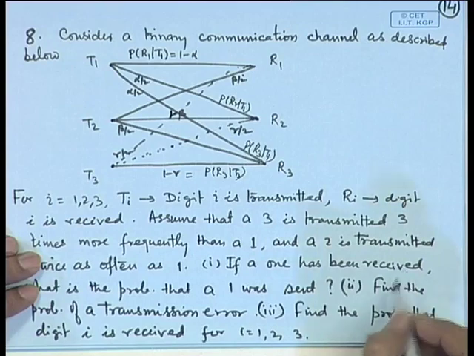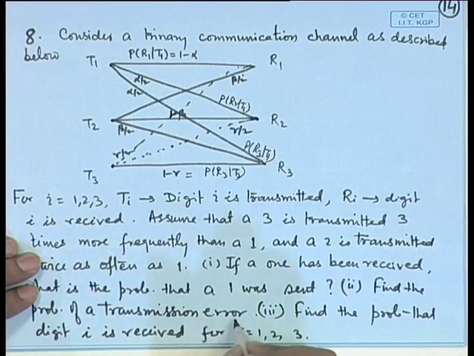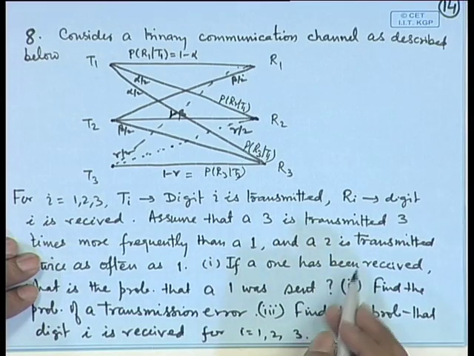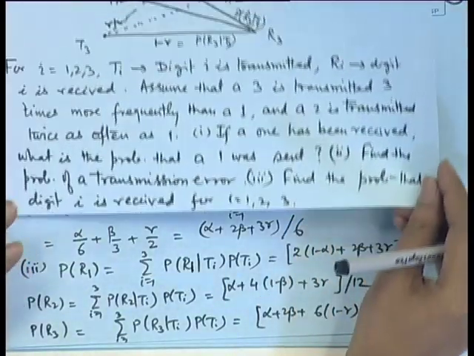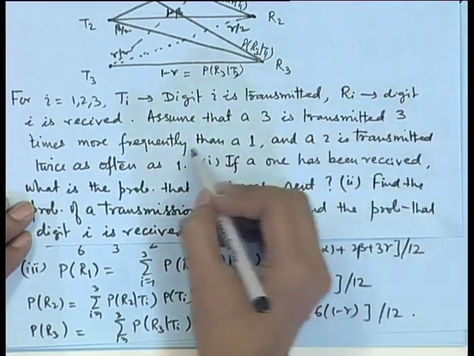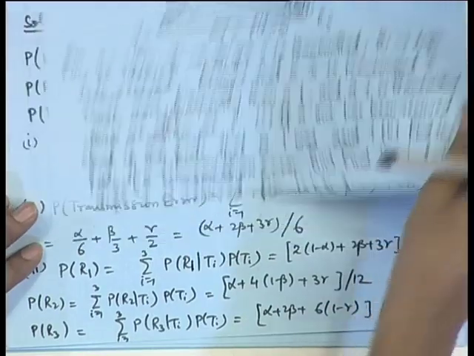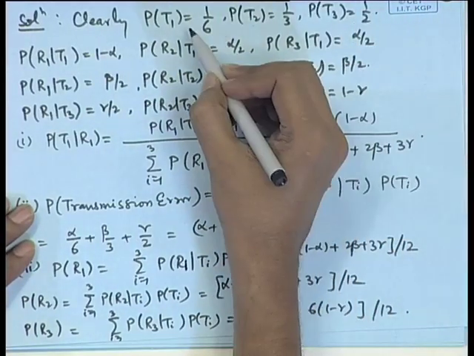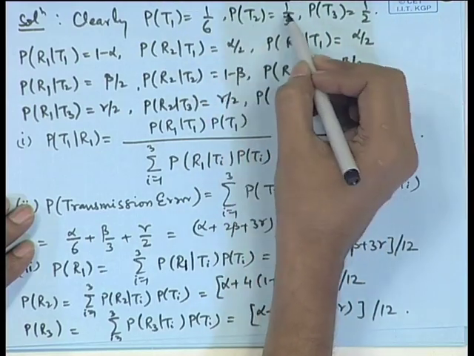If a 1 has been received, what is the probability that 1 was sent? What is the probability that a transmission error has occurred? What is the probability that a digit i is received for i equal to 1, 2, 3? So, let us look at the probabilities of each of these. Firstly, we look at the conditions of the problem. 3 is transmitted 3 times more frequently than 1, and 2 is transmitted 2 times as frequently as 1. Therefore, the probabilities of 1, 2 and 3 being transmitted are 1 by 6, 1 by 3 and 1 by 2.